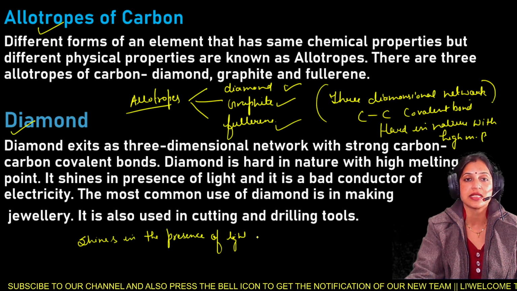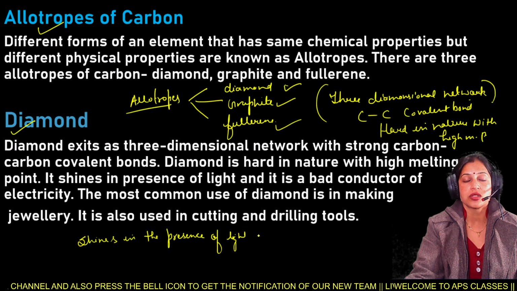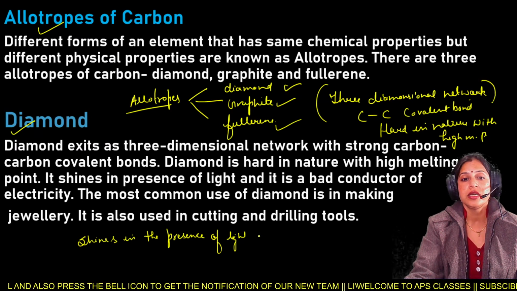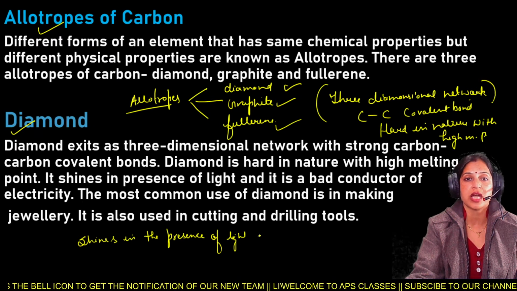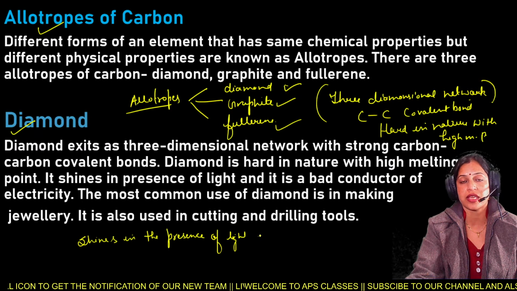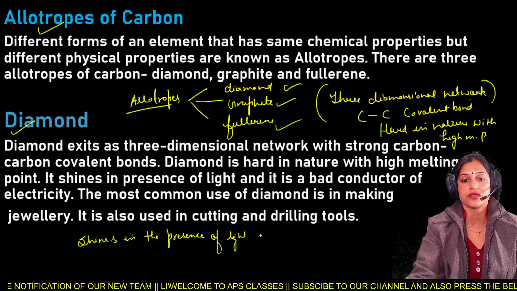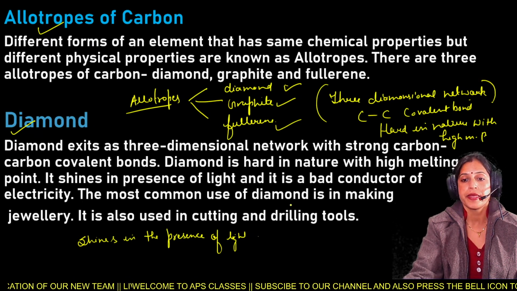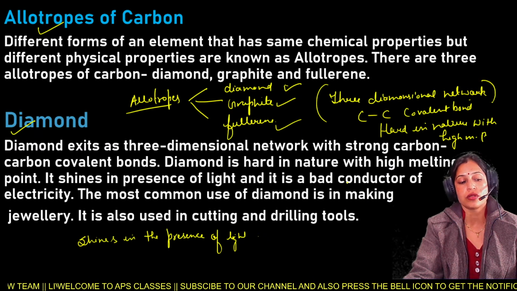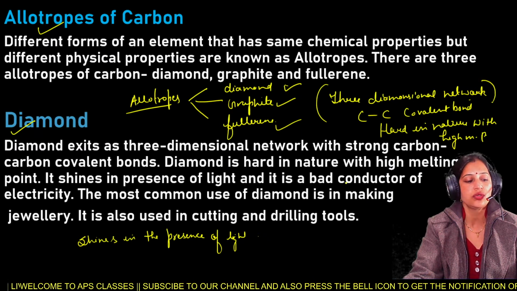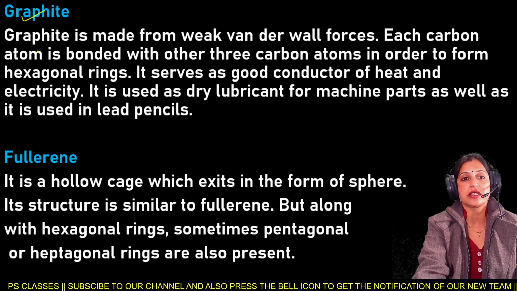And diamond exists as a three-dimensional network with strong covalent bonds. Diamond is always hard in nature with a high melting point, and it shines in the presence of light, and it is a bad conductor of electricity. The most common use of diamond is in jewelry, and it is also used in cutting and drilling tools. The second allotropic form of carbon is graphite.